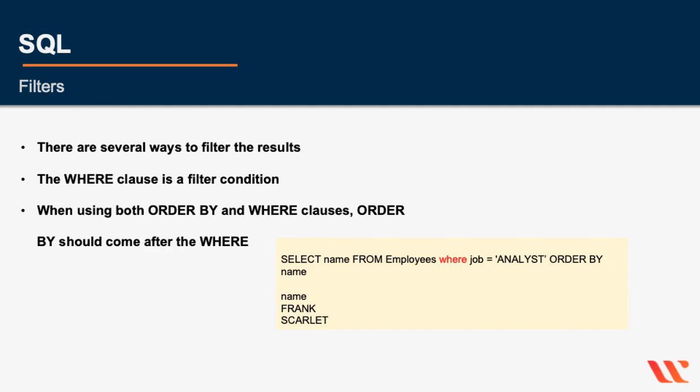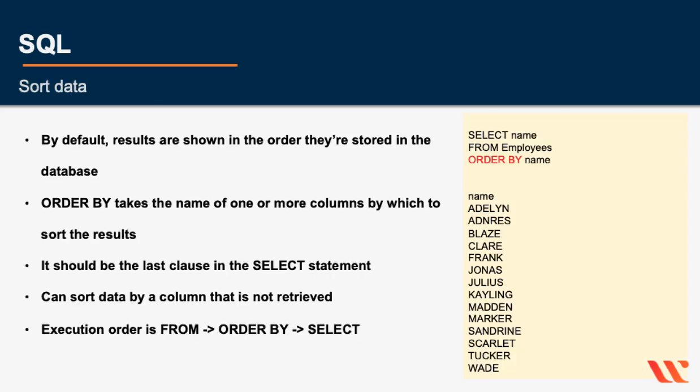If you want to filter the data that you're retrieving, there are several ways. The where clause is a filter condition. So you can do select columns from the table where something equals something. So in this case, we're saying select name from employees where the job equals analyst. So in this case, we only want to retrieve the employees whose job title is analyst. So in the example here, we're doing select name from employees, order by name. So in this case, we are sorting by the name alphabetically.